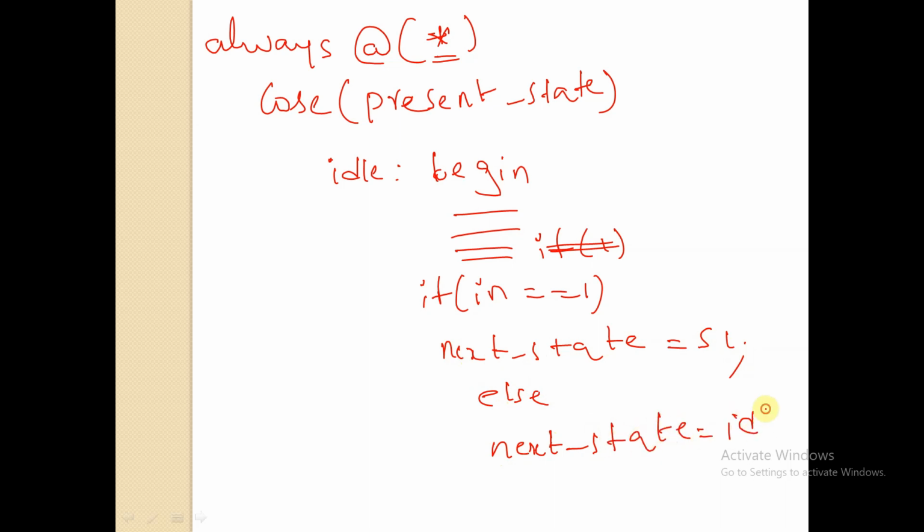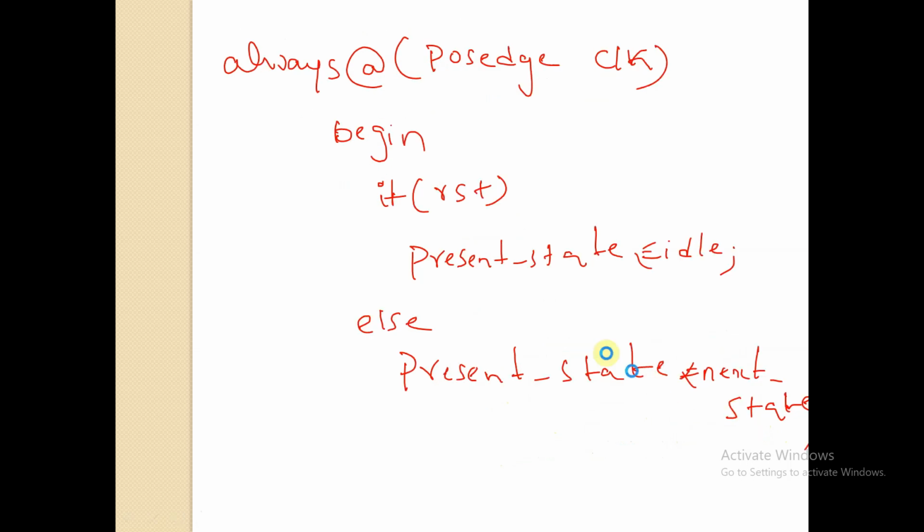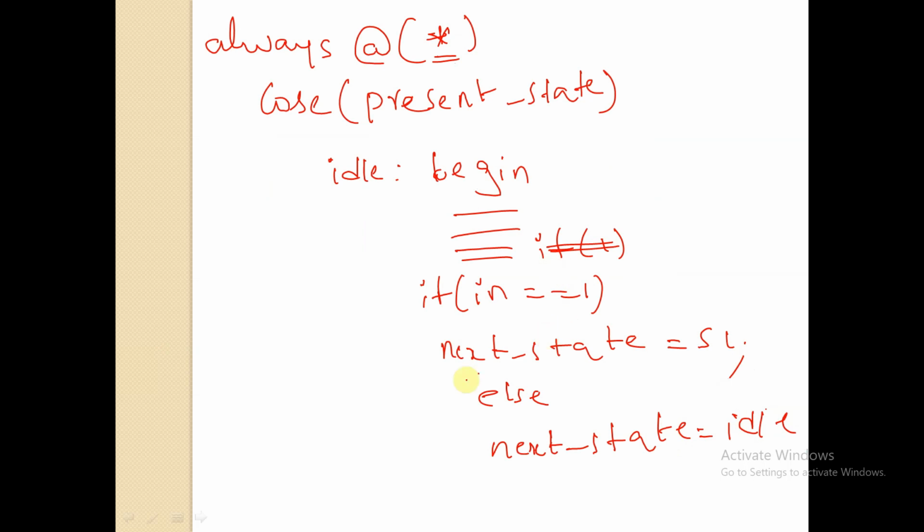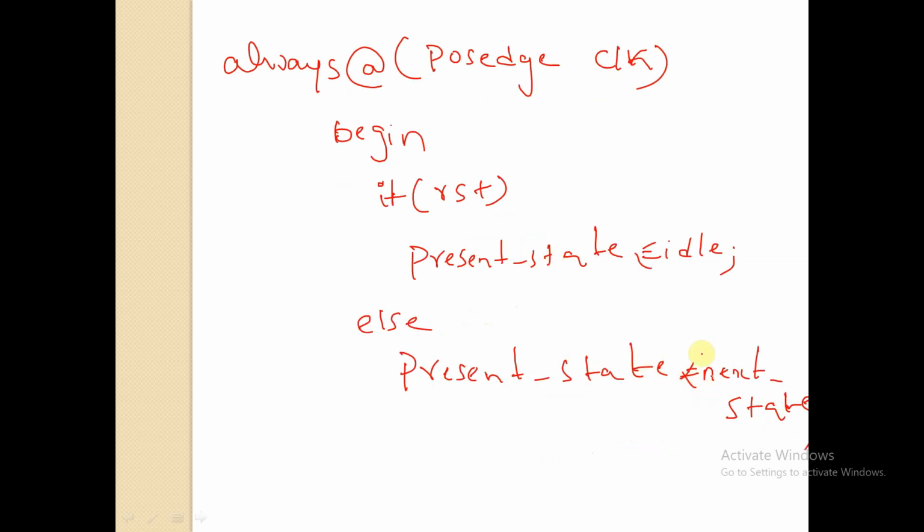Yeah, it should be idle. So in idle state, if input is 1, then I should go to S1, else next state should be the same state. So here the next state logic is deciding the next state, that is the upcoming state. According to the input it is deciding, and it will be stored into next state, and at the passage of the clock that next state will be assigned to present state, and we will be in that current state. So the FSM will be in the current state.